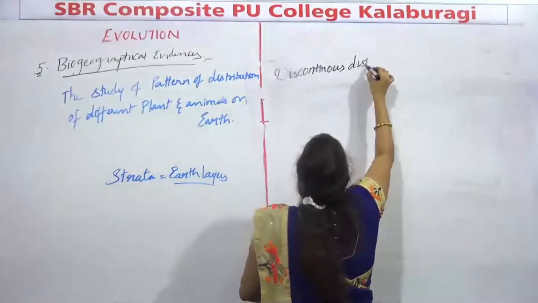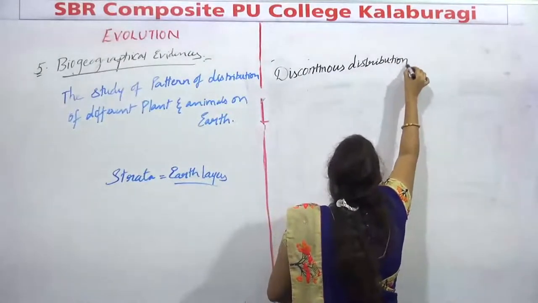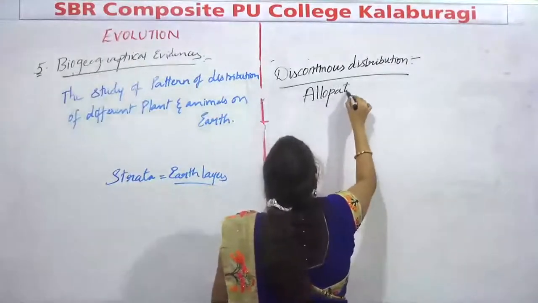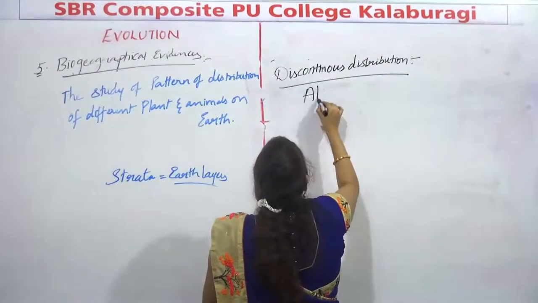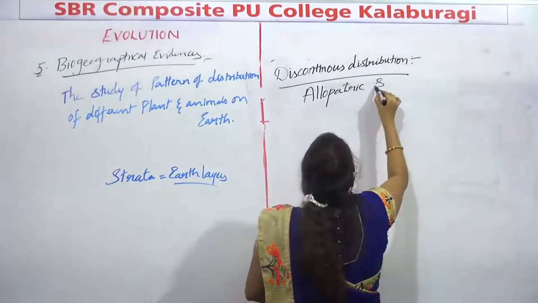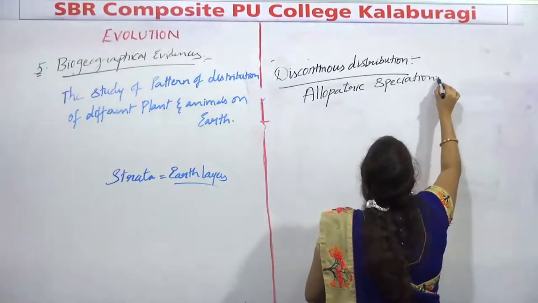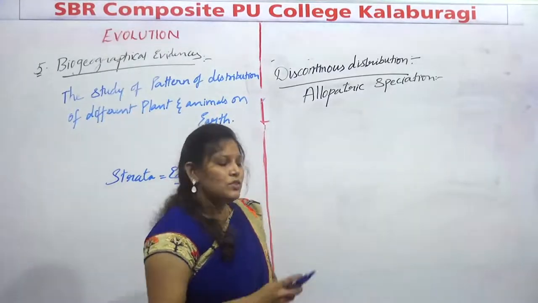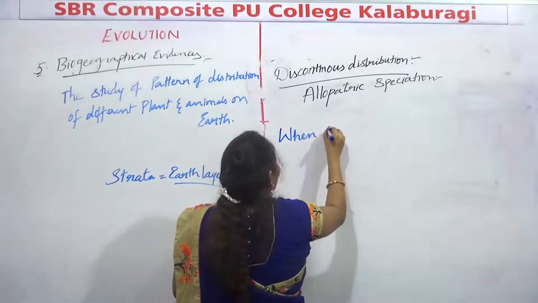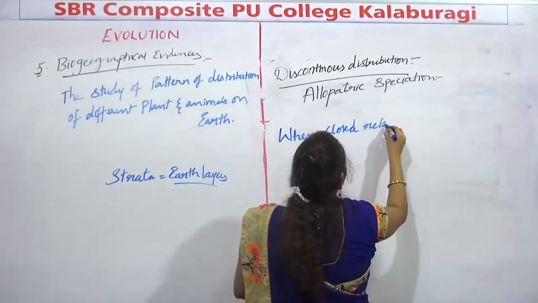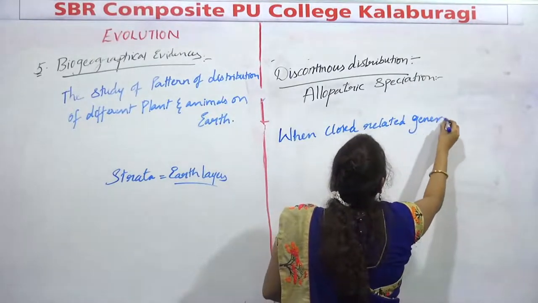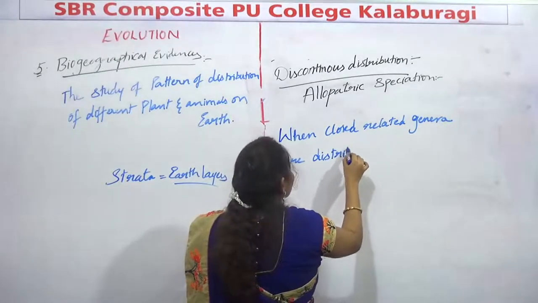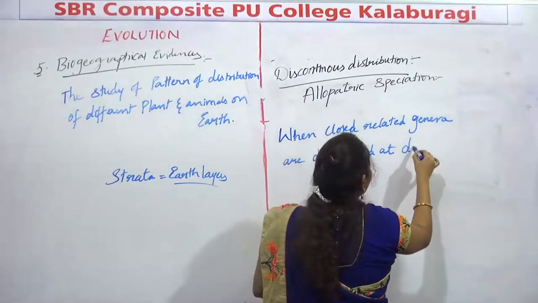Discontinuous distribution is known as allopatric speciation. Important for competitive exams. Discontinuous distribution or allopatric speciation means when closely related organisms, closely related species, or closely related genera are distributed at different geographical areas.